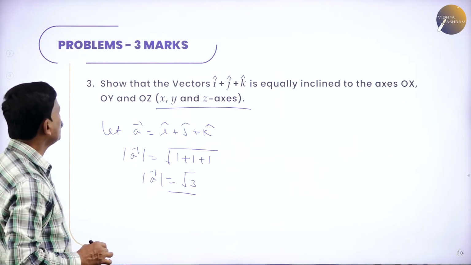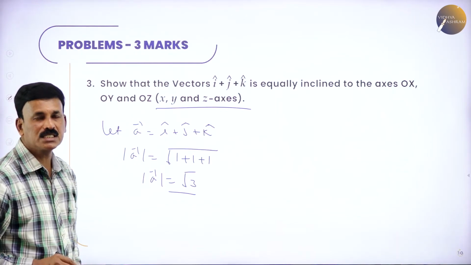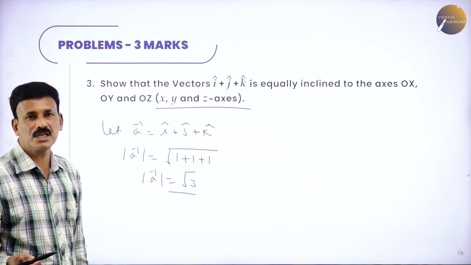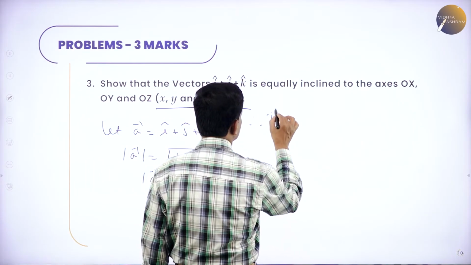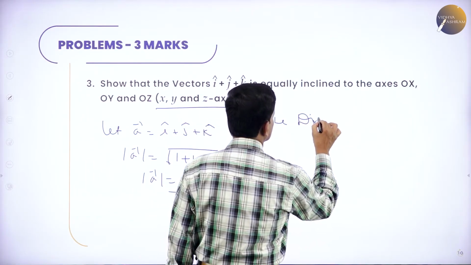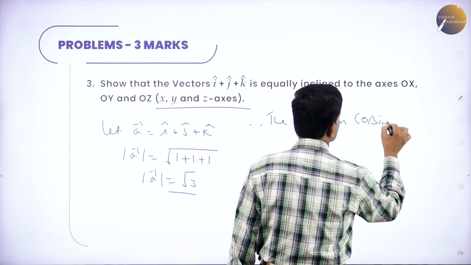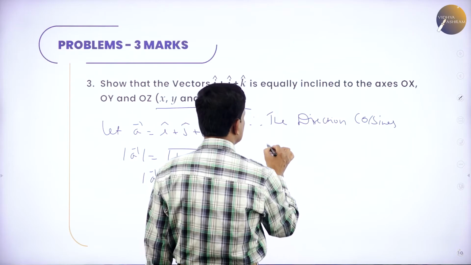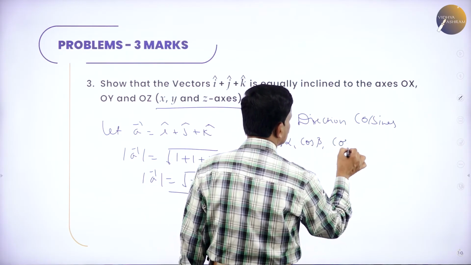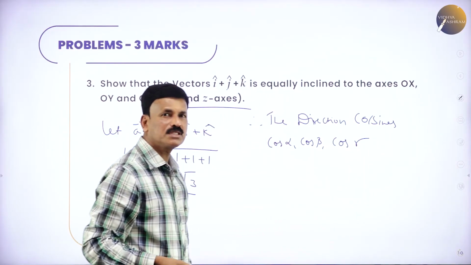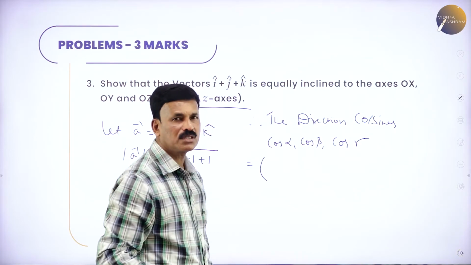Now here what is to find? Show that the vector is equally inclined to the x axis, y axis and z axis. Equally inclined to the axes is nothing but the direction cosines. Therefore the direction cosines are cos alpha, cos beta and cos gamma.